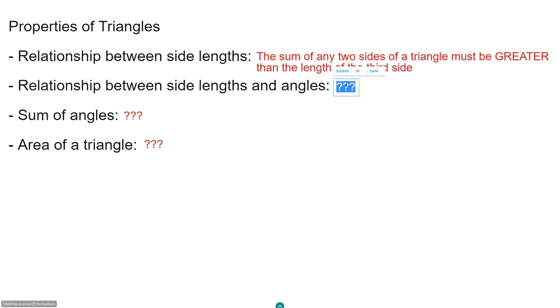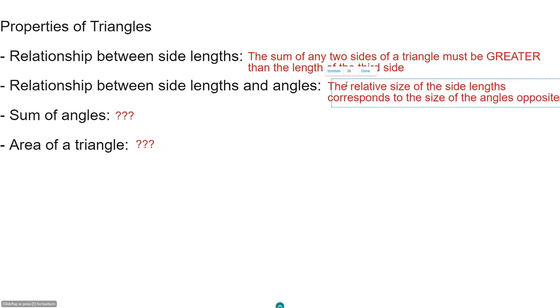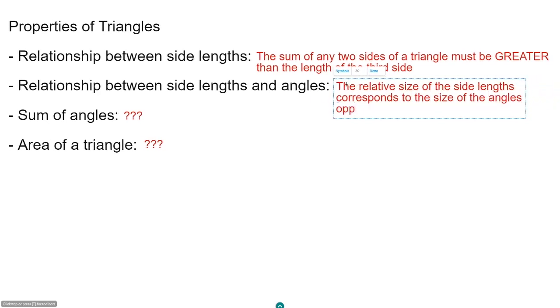So what does this mean? The relative size of the side lengths corresponds to the size of the angles opposite those sides. Relative size of the side lengths corresponds to the size of the angles opposite those sides. So what does this mean?